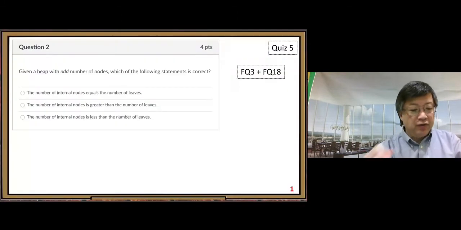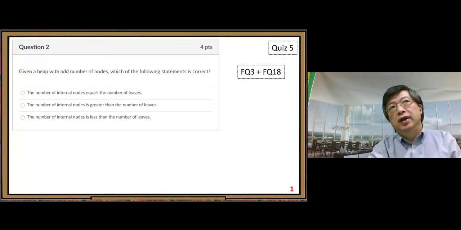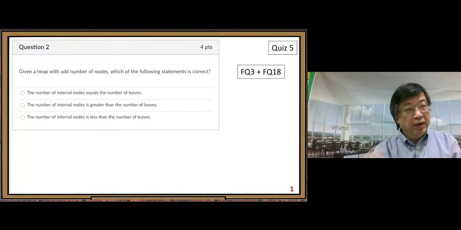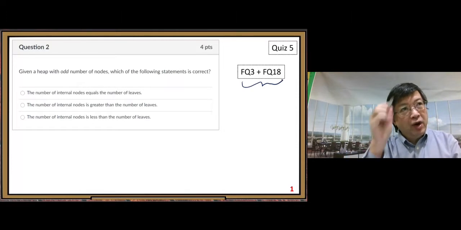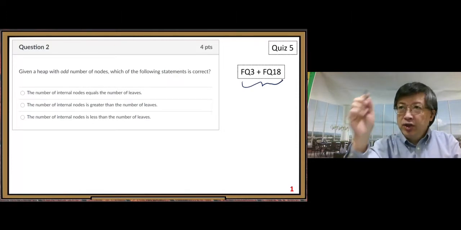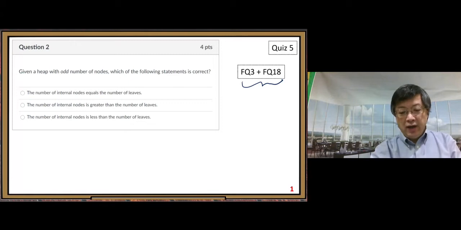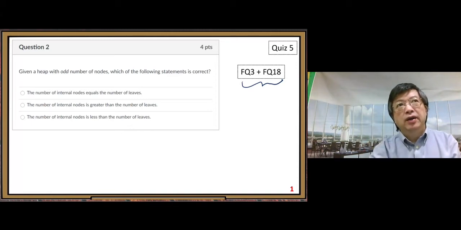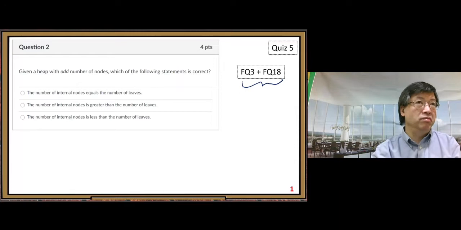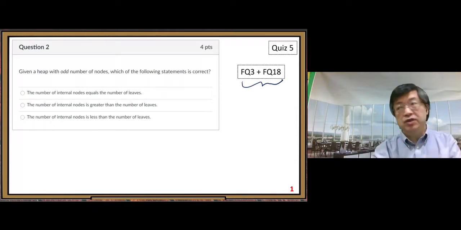The first question, question 2. It is a simple question, but it relates to 2 questions in the final, question number 3 and question number 18, FQ3 and FQ18. Here I just want to explain the background clearly. I hope after you watch this video, you won't miss these 2 questions. Pretty easy. You can get the points from those 2 questions easily.